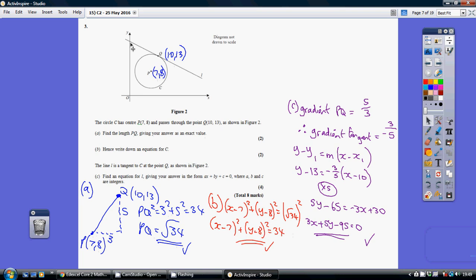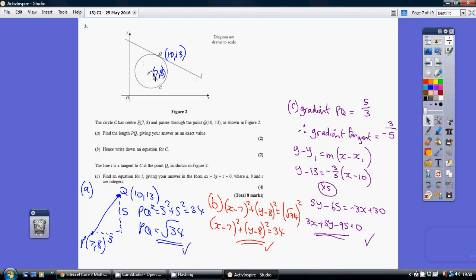Now for part C, we've got to work out the equation of this line, so we're going to be using the big formula y minus y1 equals m(x minus x1). We need to know two things. We need to know a point on the line. Well, we know Q, so x1 is 10, y1 is 13. And we also need to know the gradient of the line L.